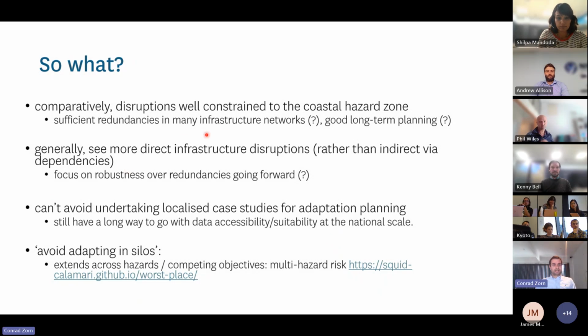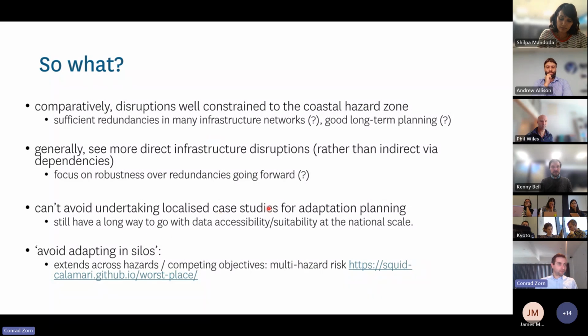Generally, we see in the coastal space more direct disruptions, rather than indirect ones via interdependencies. What this means is that each of these infrastructure networks, in a national sense, has a bit more focus on building up the robustness of their own networks, rather than trying to integrate redundancies from other ones.